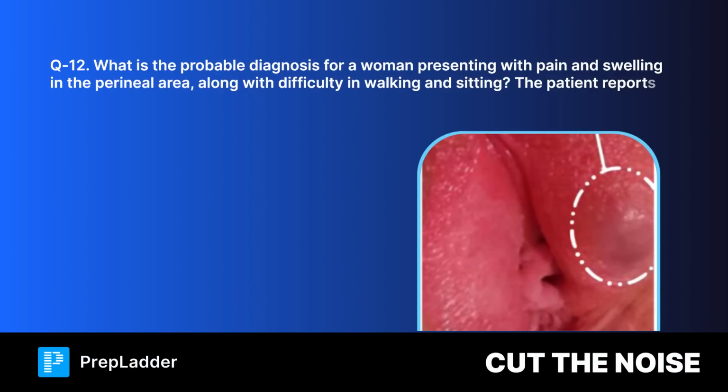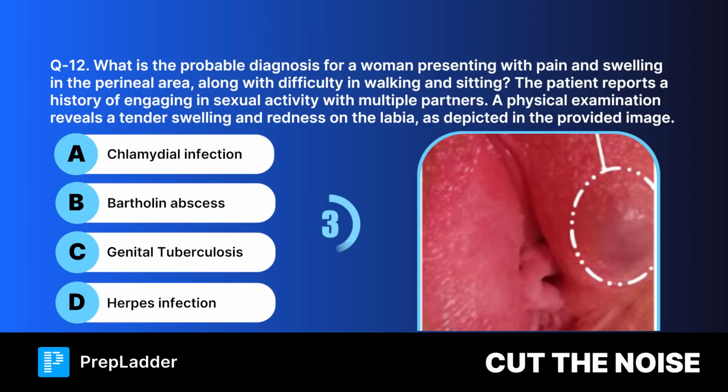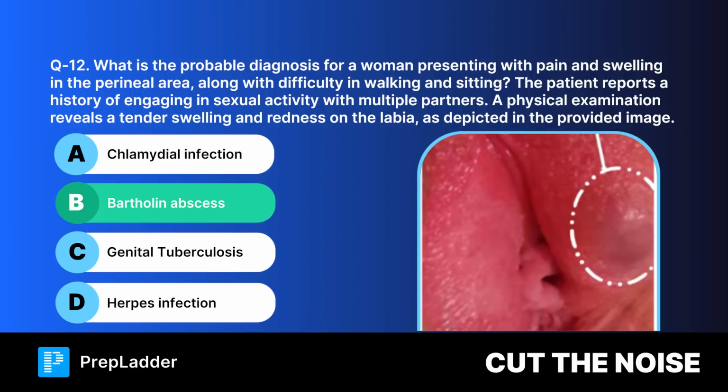Question 12. What is the probable diagnosis for a woman presenting with pain and swelling in the perineal area, along with difficulty in walking and sitting? The patient reports a history of engaging in sexual activity with multiple partners. A physical examination reveals a tender swelling and redness on the labia, as depicted in the provided image. Your options are, and the correct answer is Bartholin abscess.